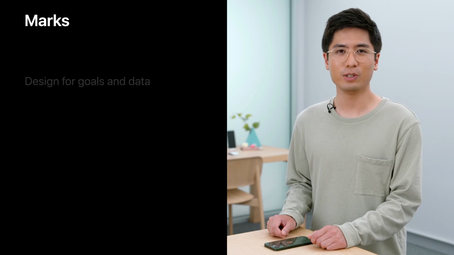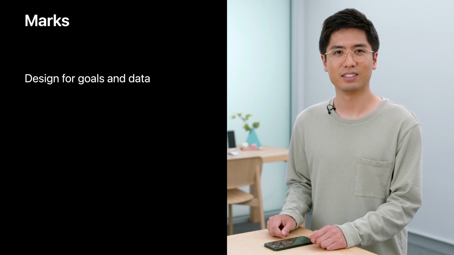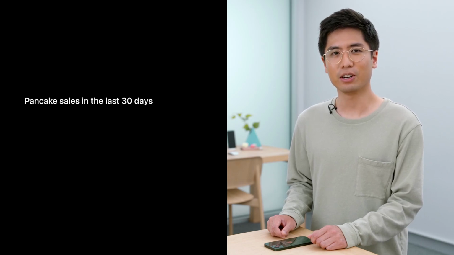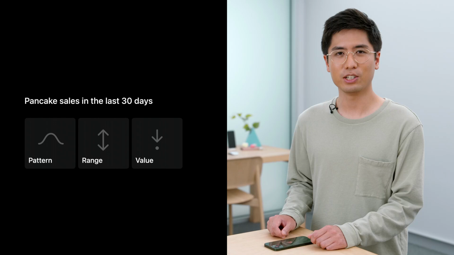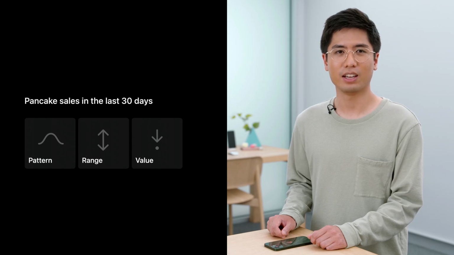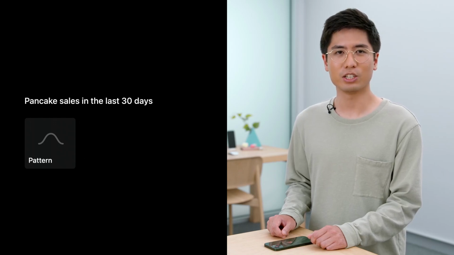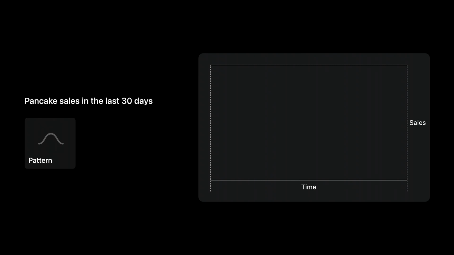When it comes to marks, you need to design for your goals and data. As we decided earlier, our chart should focus on 3 insights about pancake sales in the last 30 days: pattern, range, and individual values. As we choose our mark, we'll pay close attention to pattern. It would be useful for our food truck owners to see any fluctuations or trajectories in their sales. We'll start with time on the horizontal axis and pancake sales on the vertical axis. These axes are incomplete. We'll fill them in later.